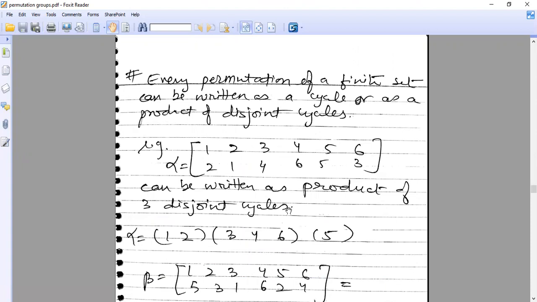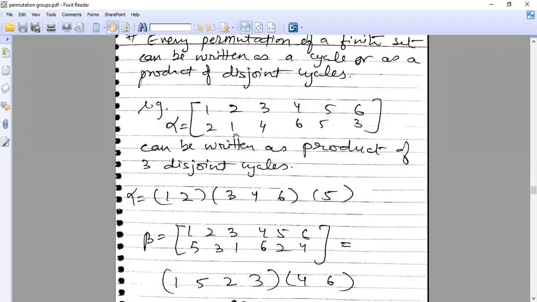How are we getting these cycles? You just see this. So 1 is going to 2, and then 2 is again coming to 1. So 1 to 2, one cycle is terminating here. So this is one of your cycles, (1 2). Now next, 3 is going to 4, 4 is going to 6, 6 is coming to 3. So (3 4 6). Your cycle is terminating here at 3.